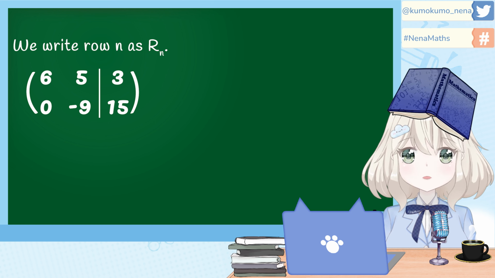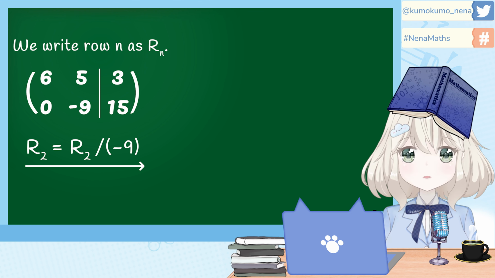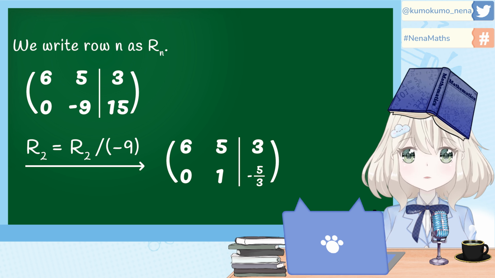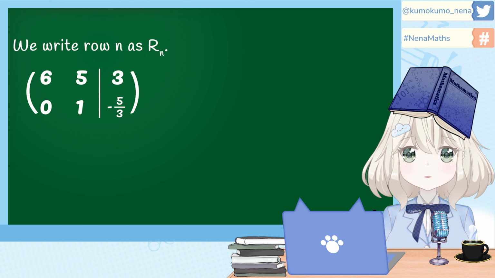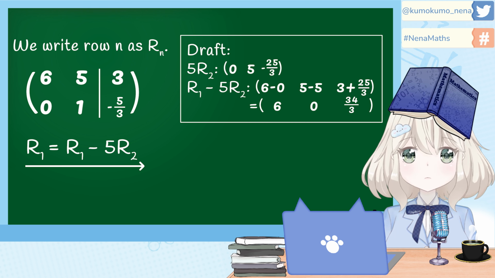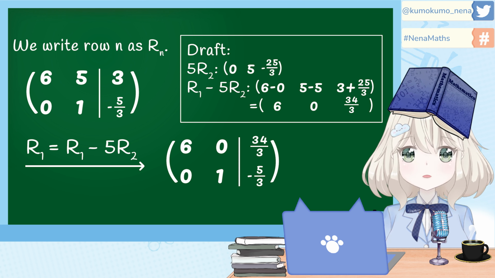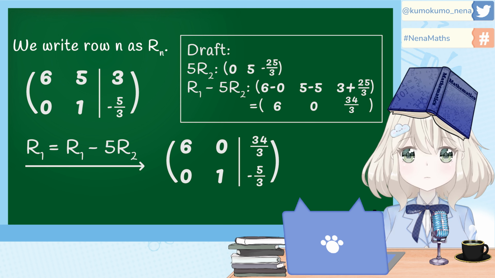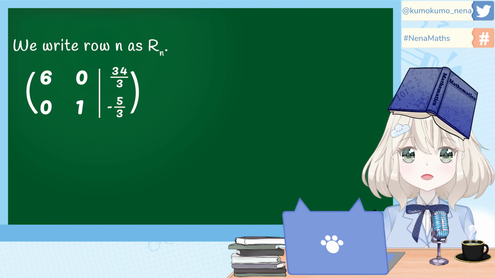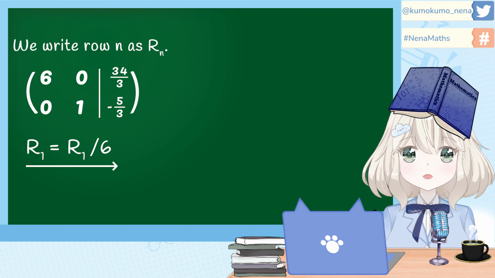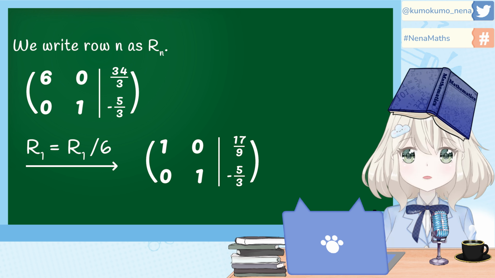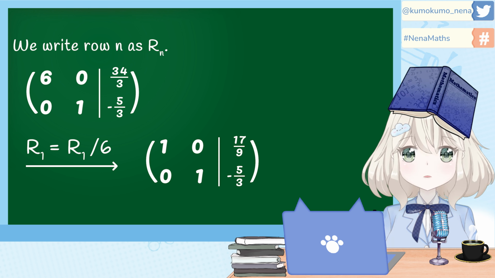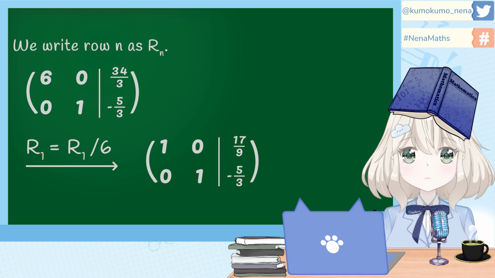Next, we change the new second row into row 2 divided by minus 9. So, 6, 5, 3, 0, 1, minus 5 over 3. Then we change the first row into row 1 minus 5 times row 2 and get 6, 0, 34 over 3, 0, 1, minus 5 over 3. Finally, we change the first row into row 1 divided by 6. So, 1, 0, 17 over 9, 0, 1, minus 5 over 3.